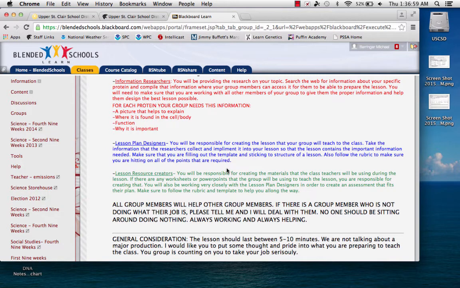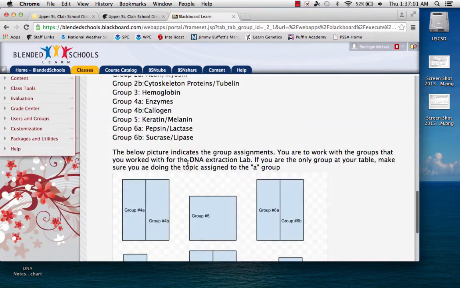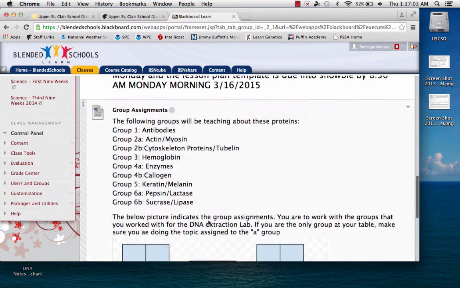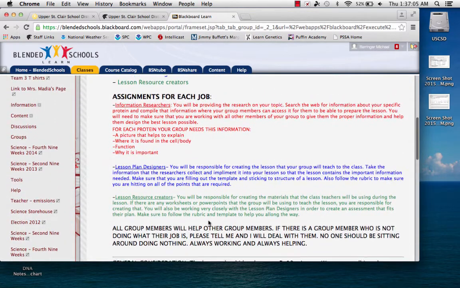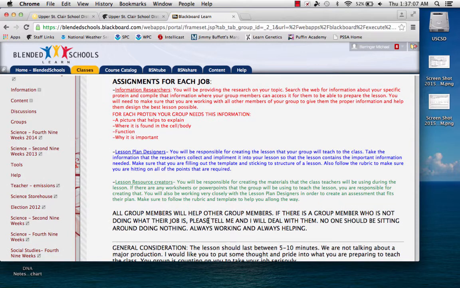Okay, make sure, and I'll show you the template as we get down here. I will show you the template, but make sure you are following that template, because it's very, very helpful for you to structure and organize how your lesson should go. Also, make sure you're following the rubric. Make sure that you're doing everything that's going to be required.